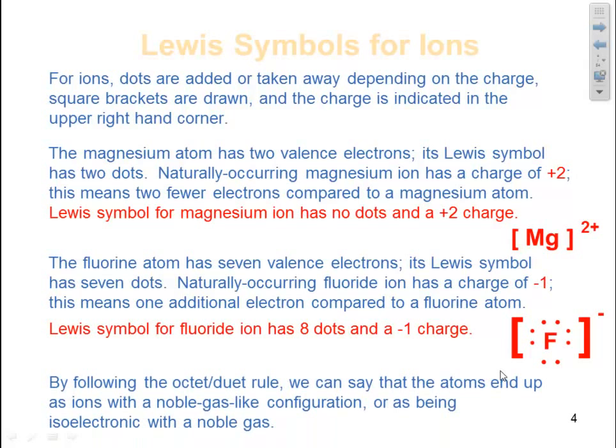By following the octet duet rule, we can say that atoms end up as ions with a noble gas-like configuration, or as being isoelectronic with a noble gas. The goal of gaining and losing electrons is to get to that noble gas configuration, that octet. It wants 8 electrons around.